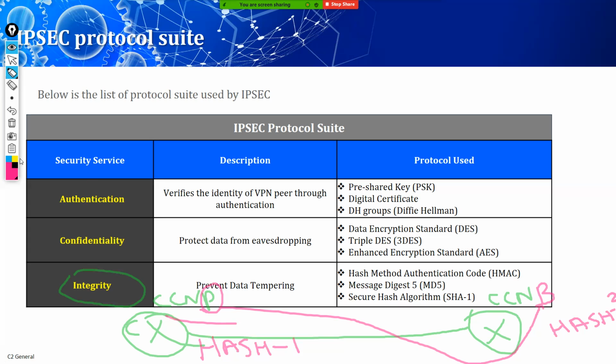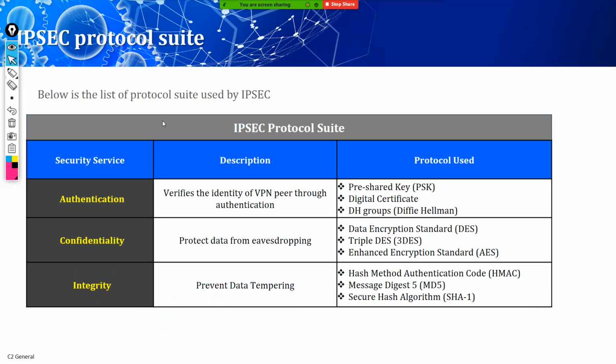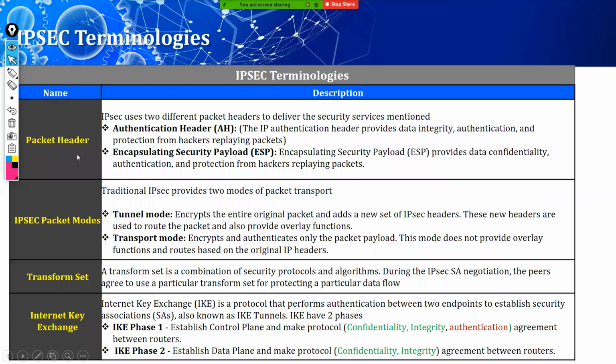So these two hashes should match each other. If they don't match, it means the data has been tampered with. So these are the protocols that IPsec has introduced. These are some of the terminologies that we use for IPsec.